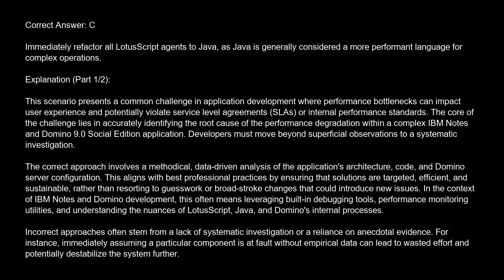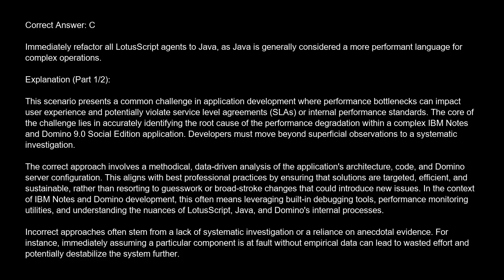Developers must move beyond superficial observations to a systematic investigation. The correct approach involves a methodical, data-driven analysis of the application's architecture, code, and Domino server configuration. This aligns with best professional practices by ensuring that solutions are targeted, efficient, and sustainable, rather than resorting to guesswork or broad-stroke changes that could introduce new issues. In the context of IBM Notes and Domino development, this often means leveraging built-in debugging tools, performance monitoring utilities, and understanding the nuances of Lotus script, Java, and Domino's internal processes.